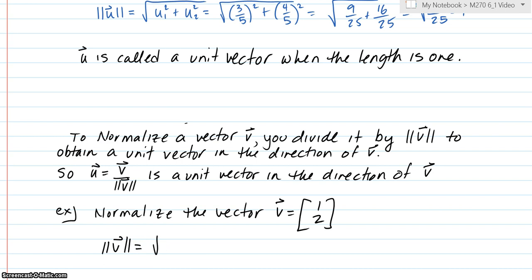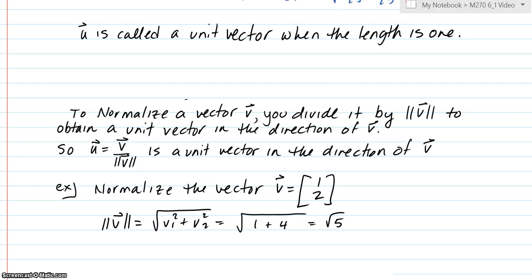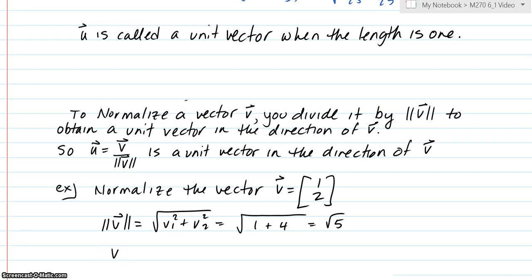So that would be equal to v1 squared plus v2 squared. So that would be 1 squared plus 2 squared, which is 5, so the square root of 5. If I take v and divide it by the norm of v, I'm going to get 1 over square root of 5 times (1, 2). Sorry, not 1/2, I mean 1 and 2 in each entry.